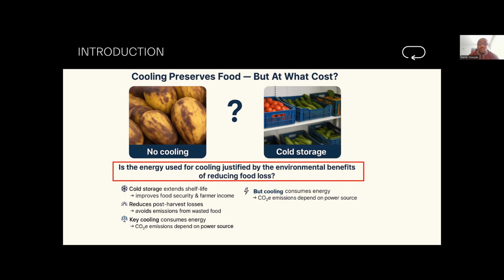So to do this, we need a systematic way to compare the emissions avoided by reducing food loss with the emissions created by running a cold room. And that's why we use the life cycle assessment, or the LCA approach. With LCA, we compare two scenarios, one where the produce is cooled using decentralized cold rooms, and one where no cooling is applied and losses are higher.